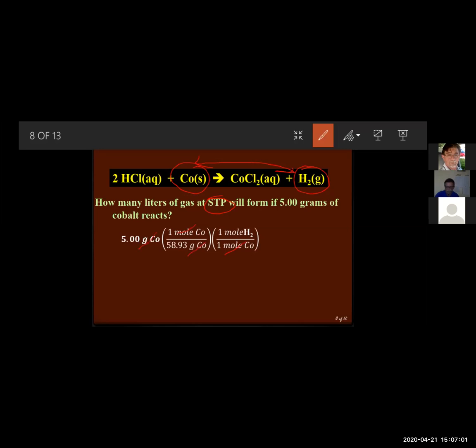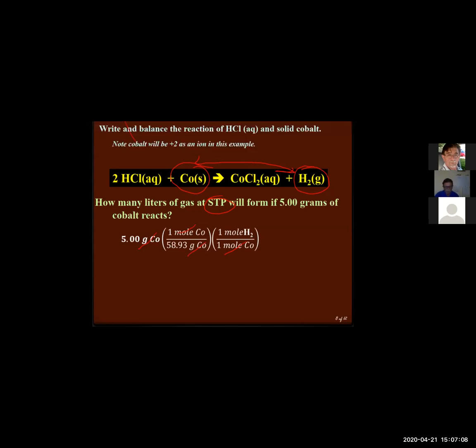So at this point, if you did the calculation, you will be at moles of hydrogen. The question asks volume, how many liters of gas? So we need one more bit of information. And since we are at STP, we can utilize that relationship only because we are at STP. So 22.4 liters per mole.